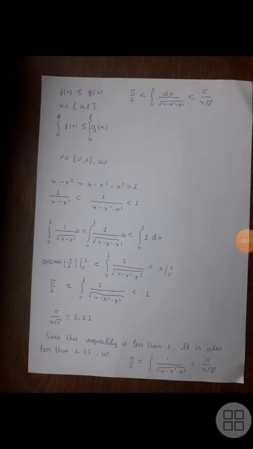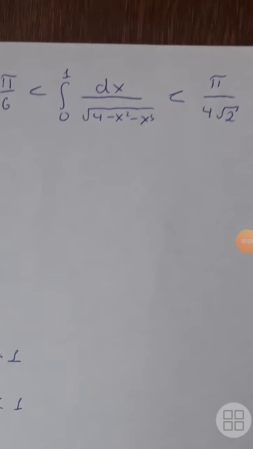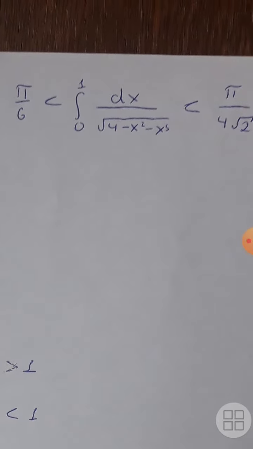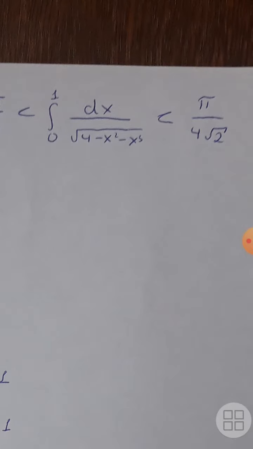Hello everyone, today we'll try to solve this inequality: π/6 is less than the integral from 0 to 1 of dx over the square root of 4 minus x² minus x³, which is less than π over 4√2.